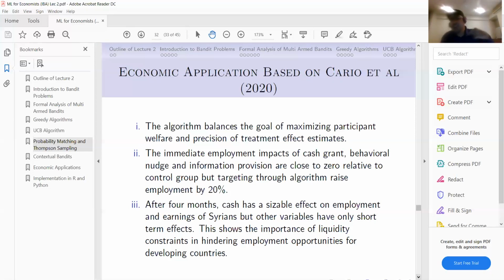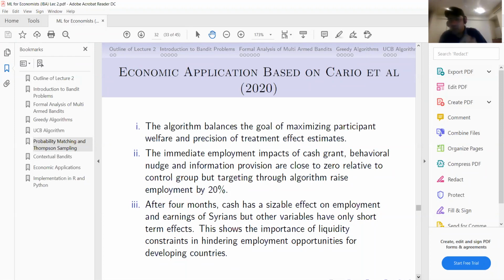So based on the information that they learn from whatever people they've assigned to a cash grant versus a behavioral nudge versus information provision, they look at the effects of these experimental interventions in the field experiment on labor market outcomes. Based on that, they keep updating their estimates of the probability of success, where this is also Bernoulli. In this case, the success probability is the probability of finding a job, right? And the failure is not finding a job after 6 weeks, despite the intervention. And they learn over time based on whatever outcomes they've observed regarding these different treatments.